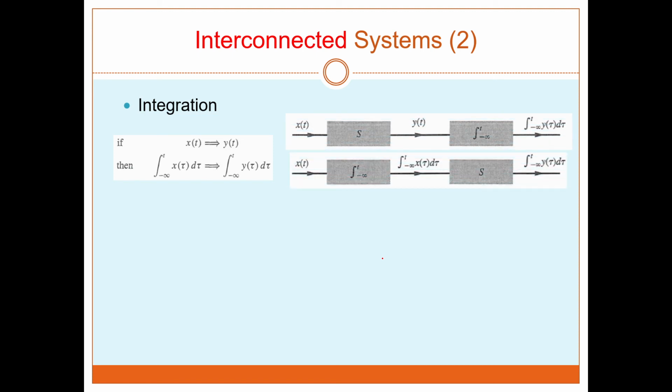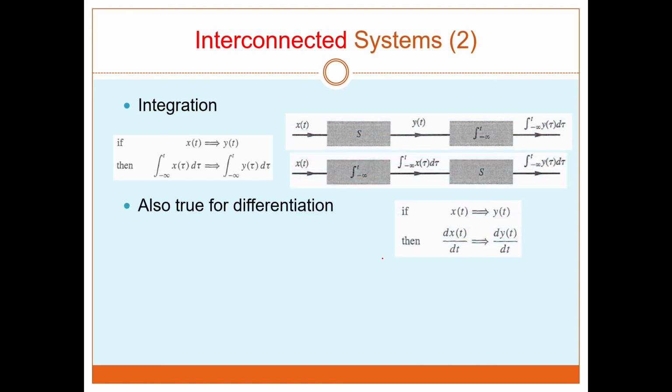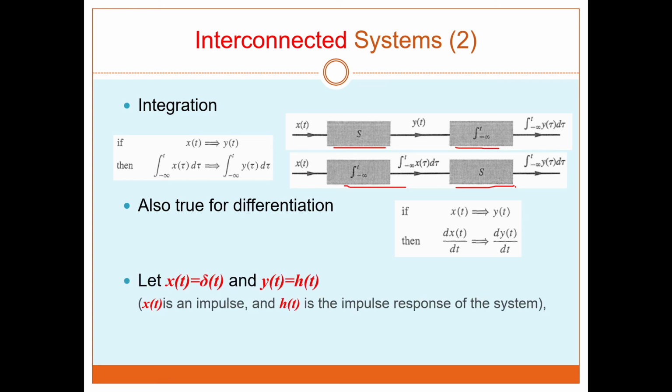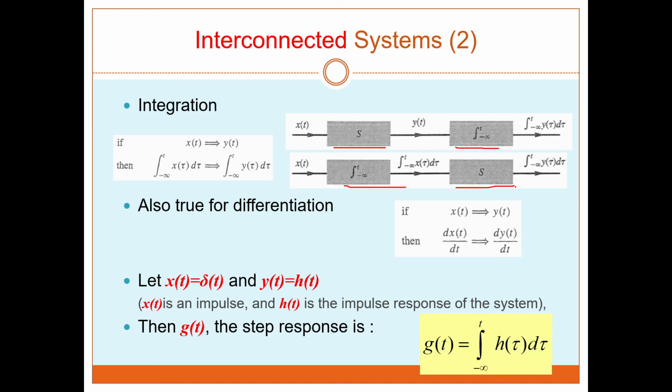For a connected system, there are also integration and differentiation. That means, for example, we have this response, and then we integrate, or we integrate first and then check the response, either by the convolution integral. The same is also true for differentiation. Usually x(t), the input, is an impulse, and h(t) will be the impulse response of the system. Then g(t) is the step response.